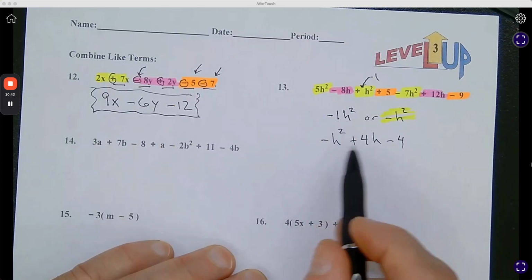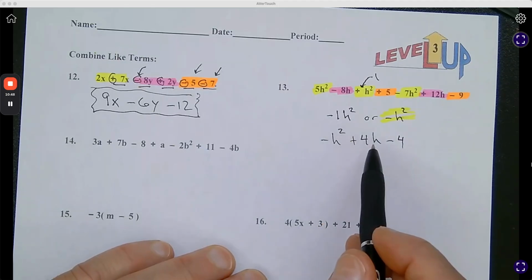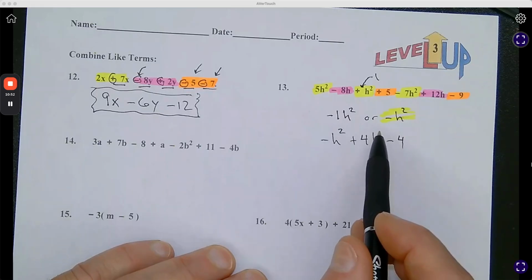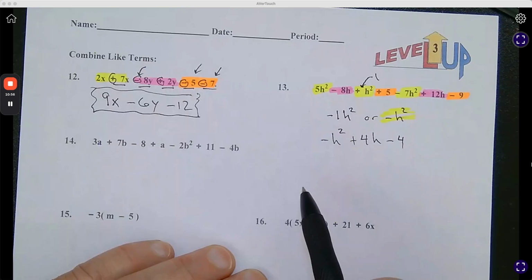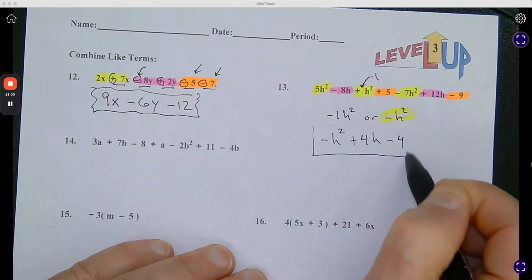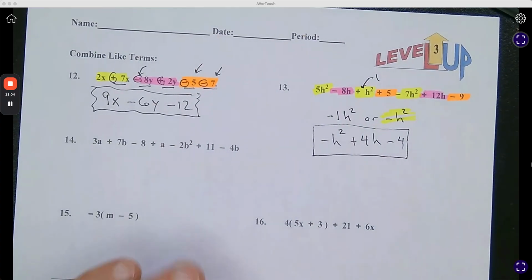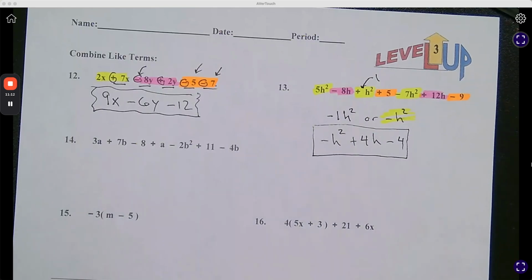Now, if the variables are the same, we have to look at the exponent. H squared is not the same category as h. They are not the same. This has an exponent of 1 that's not seen. This has an exponent of 2. So, this is the final answer. Always have your exponents decreasing from left to right if your variables are the same. Alphabetical order takes precedence, but after that, it's descending order of exponents.